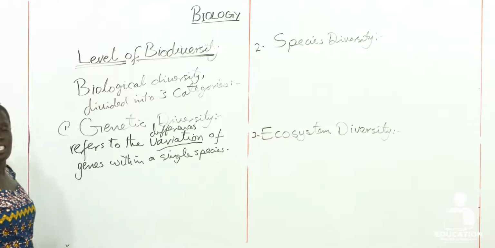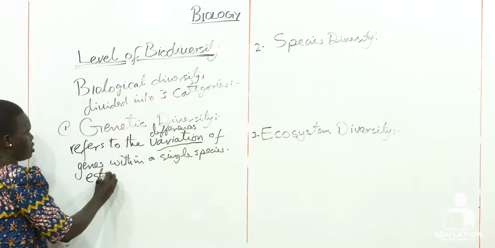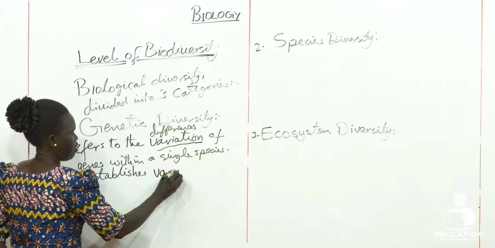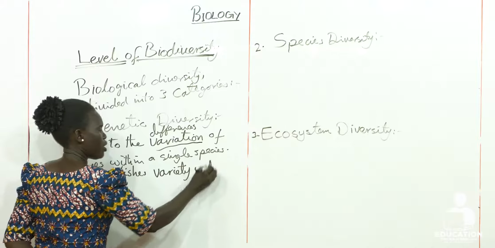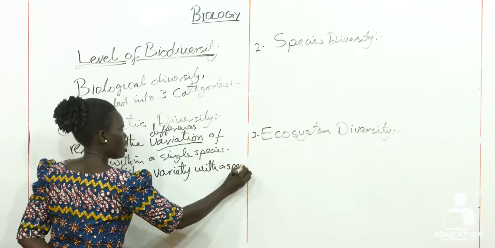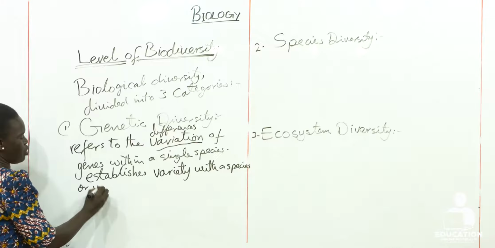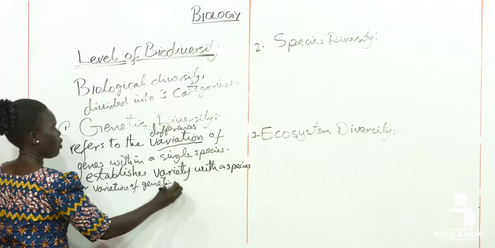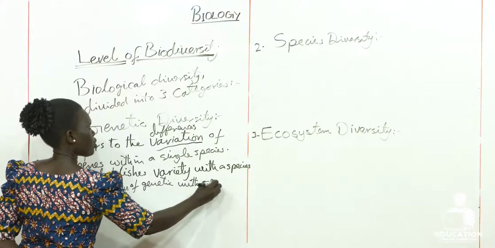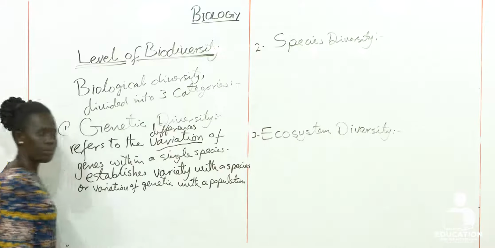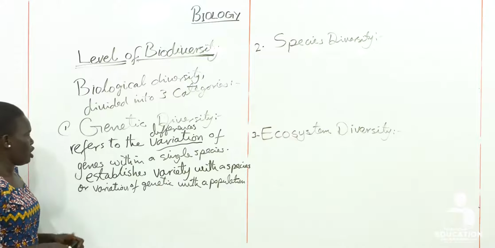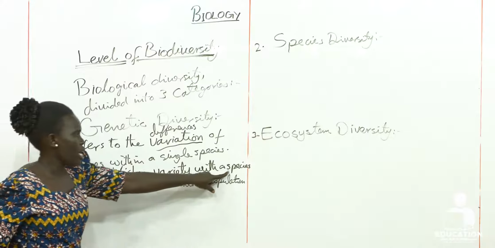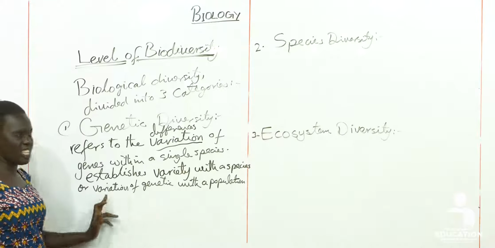So this variation of genes is the one that establishes variety within a species, or genetic variation within a population. So we said the variation or differences of the genes within a single species is the one establishing variety within a species, or genetic variation within a population.